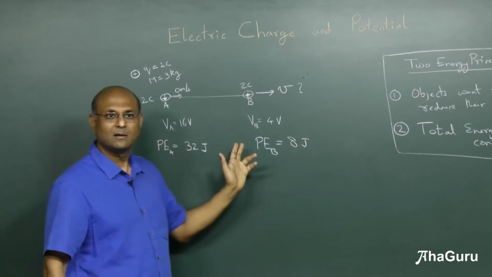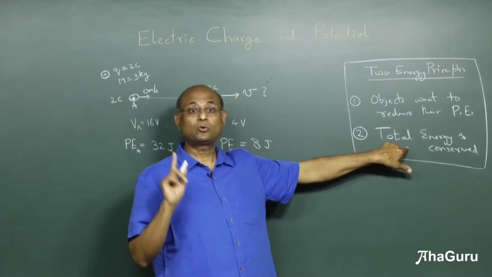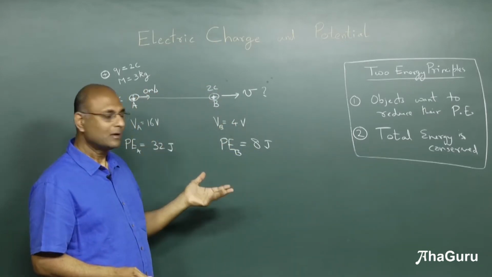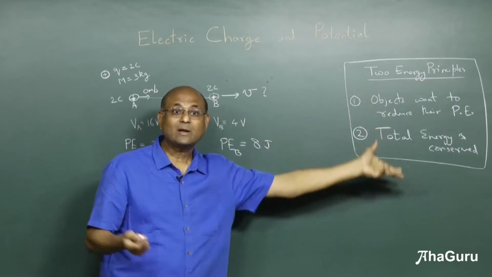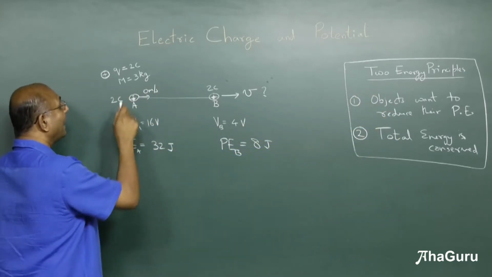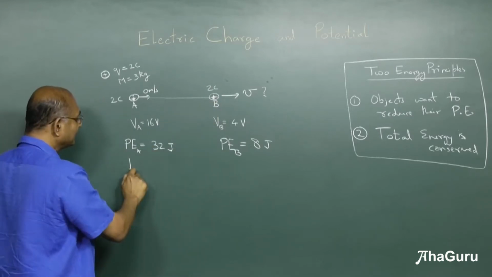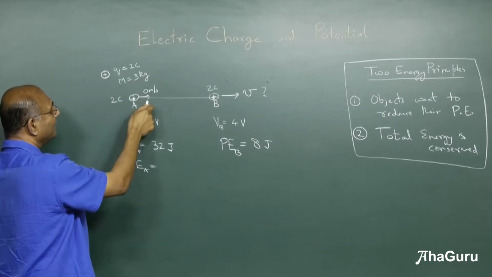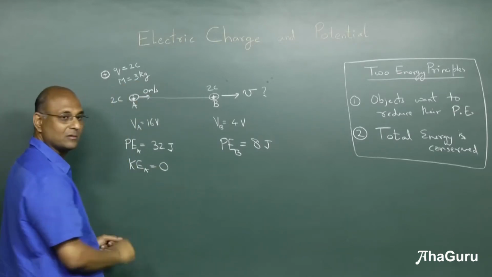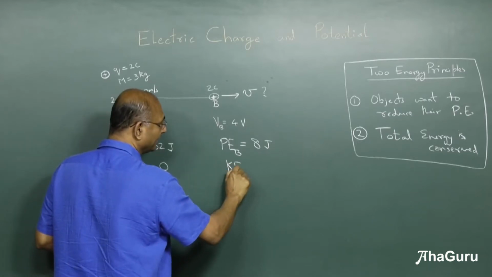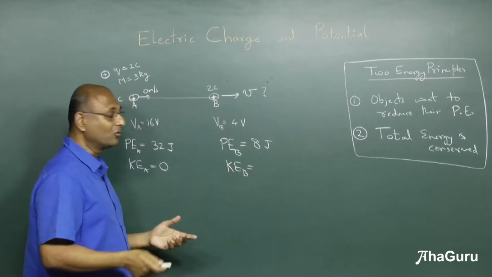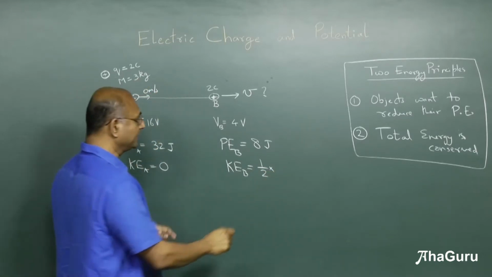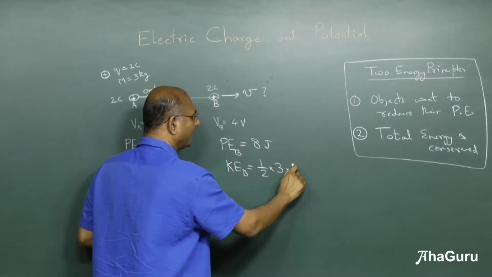They are not equal. But what is the second statement? Total energy must be conserved. But this is not conserved. Potential energy has decreased, but the total energy is not conserved. How will it be conserved? Because it has kinetic energy. So what is the kinetic energy at A? Half m v square. M is 3, but v is 0. So this is 0. What is the kinetic energy at B? I don't know, but it is half into mass 3 kg into the speed square, so 3v square by 2.